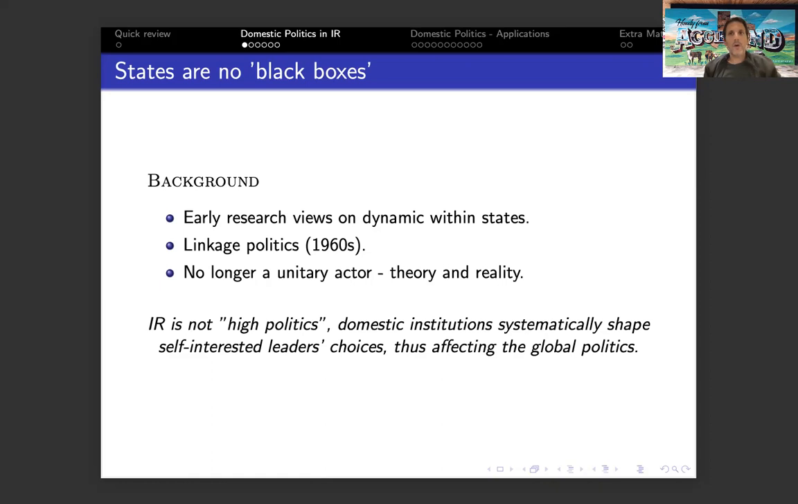The origins of the issue of domestic politics lie in the literature on what's called linkage politics from the 1960s, which focused on the effects of different domestic factors and how they impacted behavior, especially conflict behavior, and the way that states engage in international conflict. In today's IR research, the lenses of domestic politics are central to many of the studies that are out there.